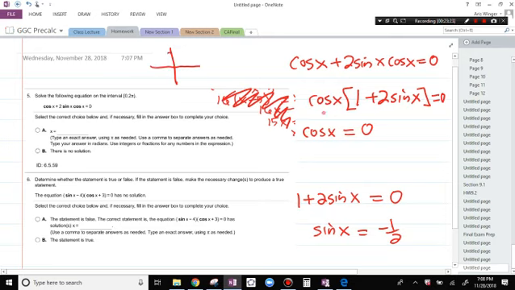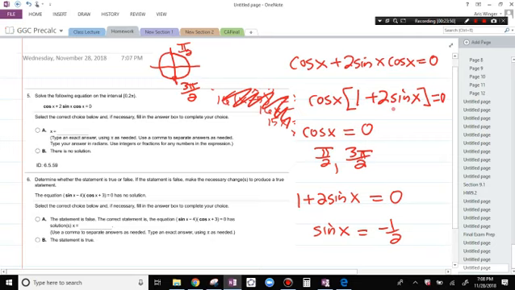Where's the cosine x equal to 0? Here? Yep. What angle is that? Pi over 2. Or here? It is 3 pi over 2. So it's pi over 2, 3 pi over 2.